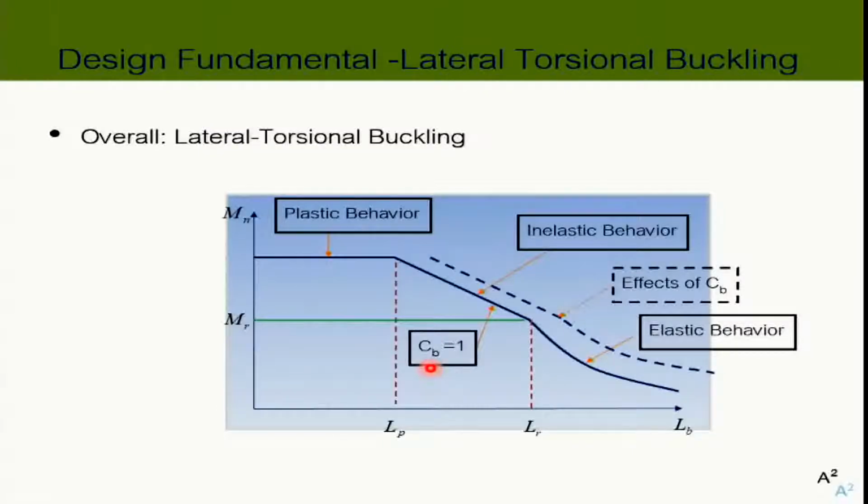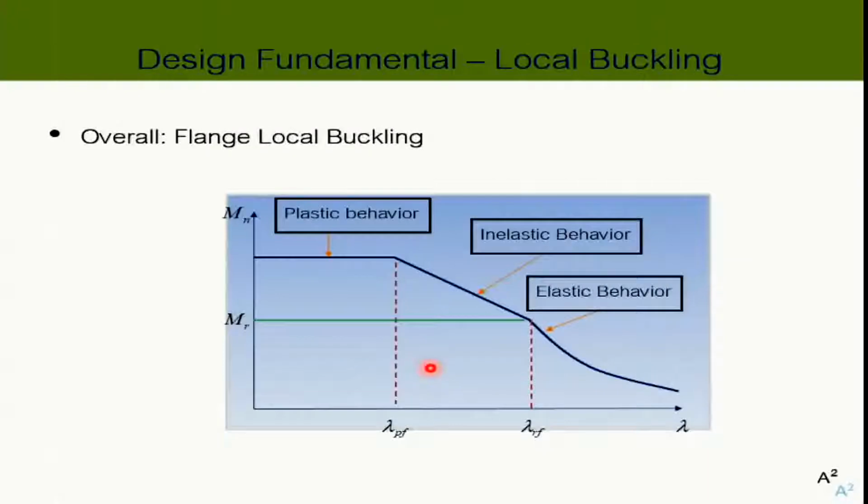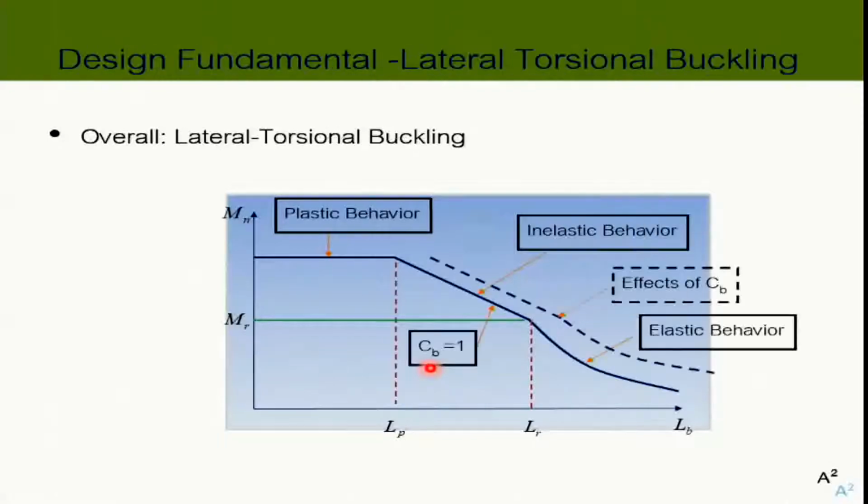CB can only be used with the lateral torsional buckling because it is about your beam carrying the moment. You cannot use CB to increase the flange local buckling, right? Can't do that. And this, you can raise your load carrying capacity or moment in this case as much as you want, but no matter how much you raise this, you cannot go beyond MP, which is the natural boundary of your cross section.